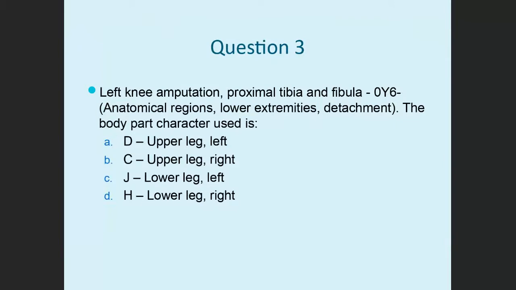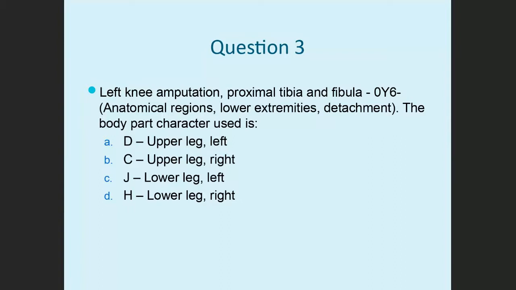So let's do another practice question. Pause the video if you wish. Left knee amputation, proximal tibia and fibula, 0, Y6. The first 3 digits. Anatomical regions, lower extremities, detachment.